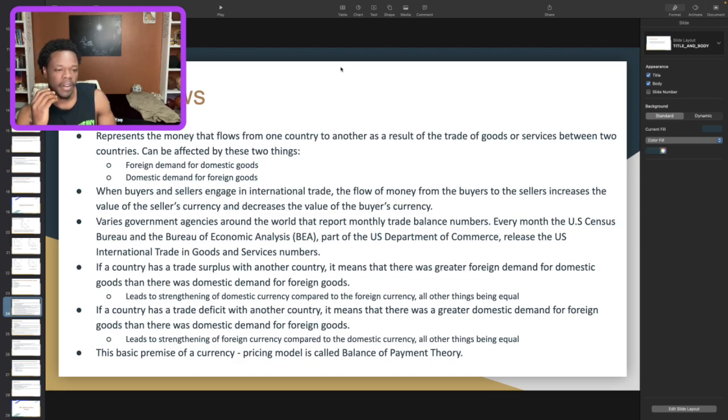But if a country was to have a trade deficit with another country, it means that there's a greater domestic demand for foreign goods. And this essentially leads to a strengthening of foreign currencies compared to the domestic currency, all other things being equal. This basic premise of a currency pricing model is basically called the balance of payment theory. Right? So that's trade flows.